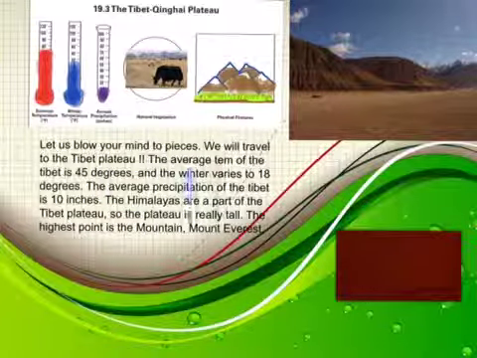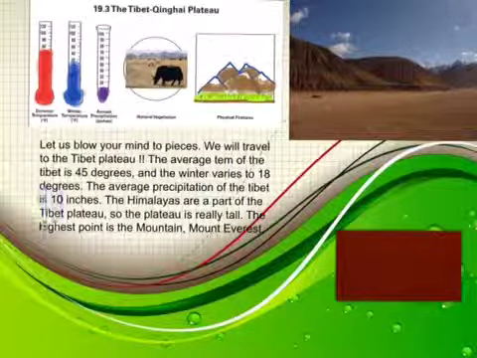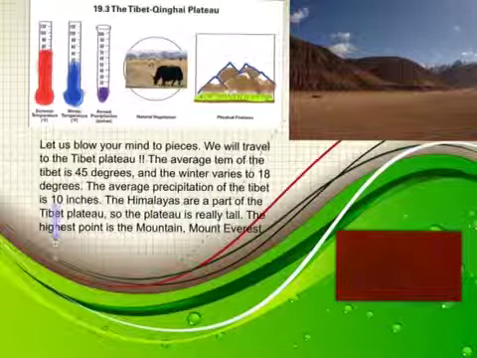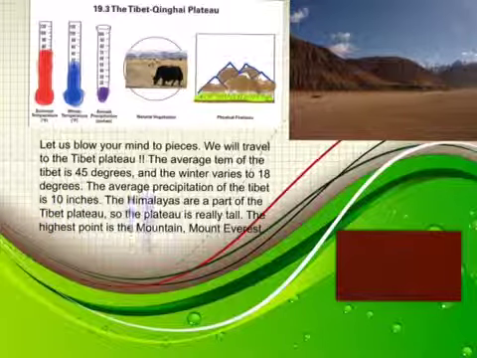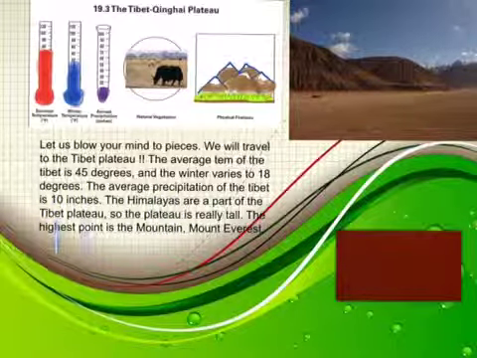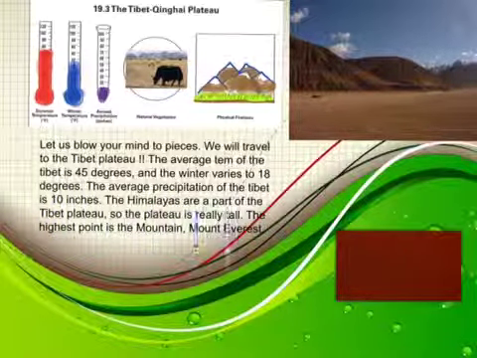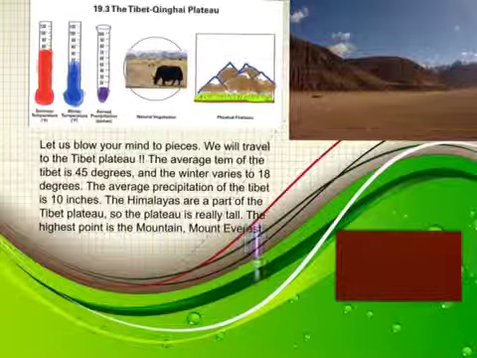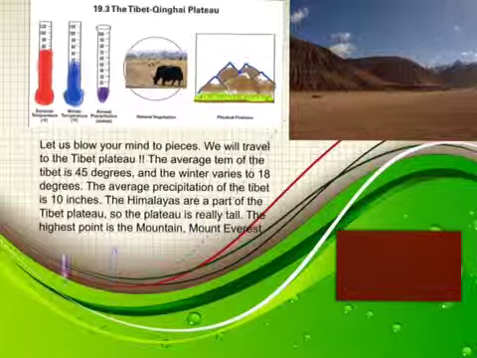The average temperature of the Tibet is 45 degrees and the winter varies to 18 degrees. The average precipitation of the Tibet is 10 inches. The Himalayas are part of the Tibet, so the plateau is really tall. The highest point of the mountains, of course, is Mount Everest.